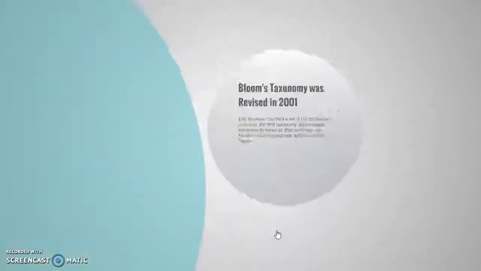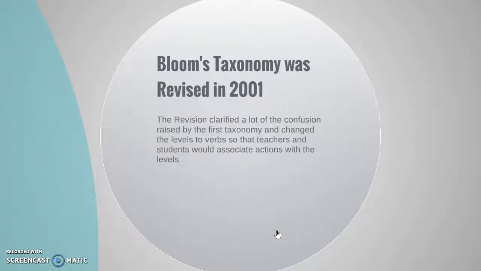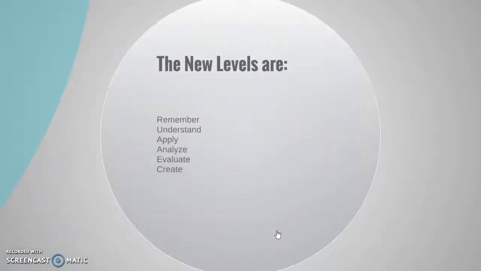In 2001, they revised Bloom's taxonomy. The revision clarified a lot of the confusion raised by the first taxonomy and changed the levels' nomenclature from nouns to verbs so that teachers and students would associate actions with the levels instead of just vague ideas. The new levels are remember, understand, apply, analyze, evaluate, and create.